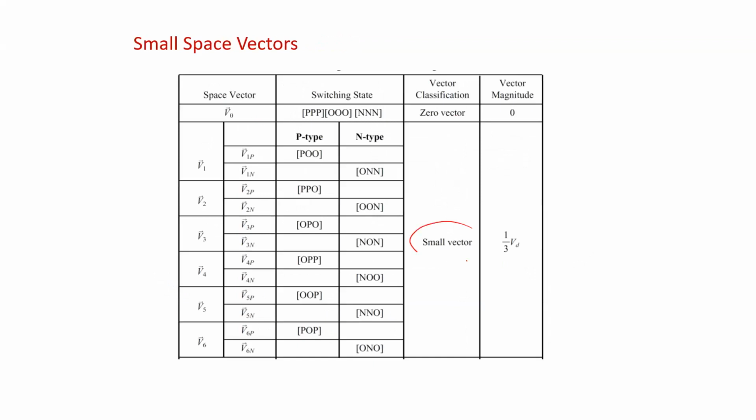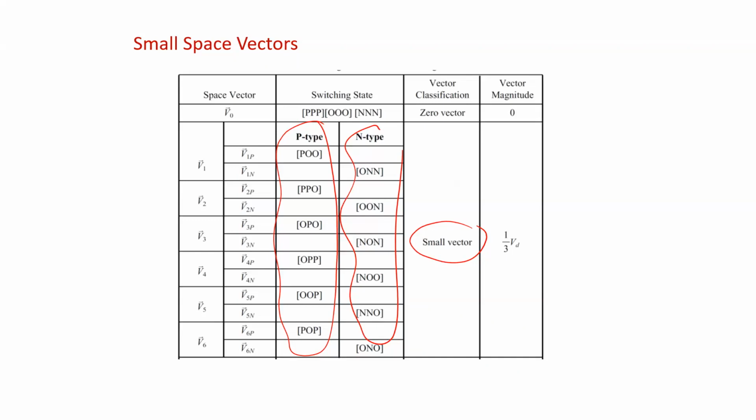These are the small vectors, right? So there is some switching redundancy. Either you can choose the P-type small vectors, or you can choose the N-type small vectors. This is the advantage with space vector modulation. There is no switching redundancy in the actual operation of the inverter, but the space vectors create some switching redundancy. This is one advantage of space vector modulation techniques, in addition to the increase in the fundamental RMS value, or in other words, the increase in the DC utilization ratio.